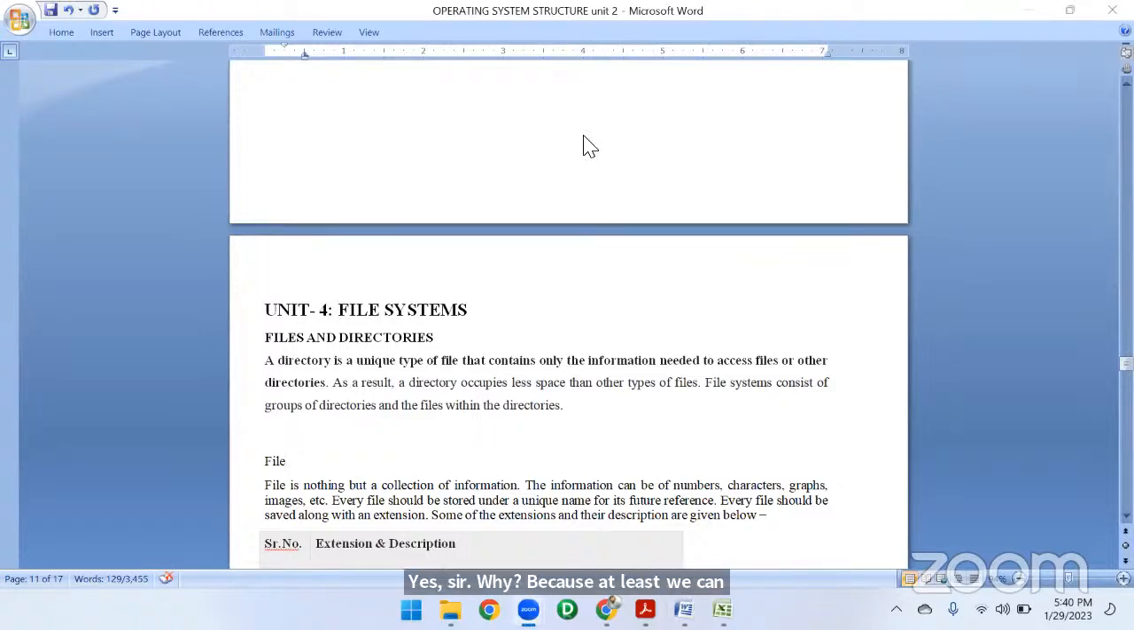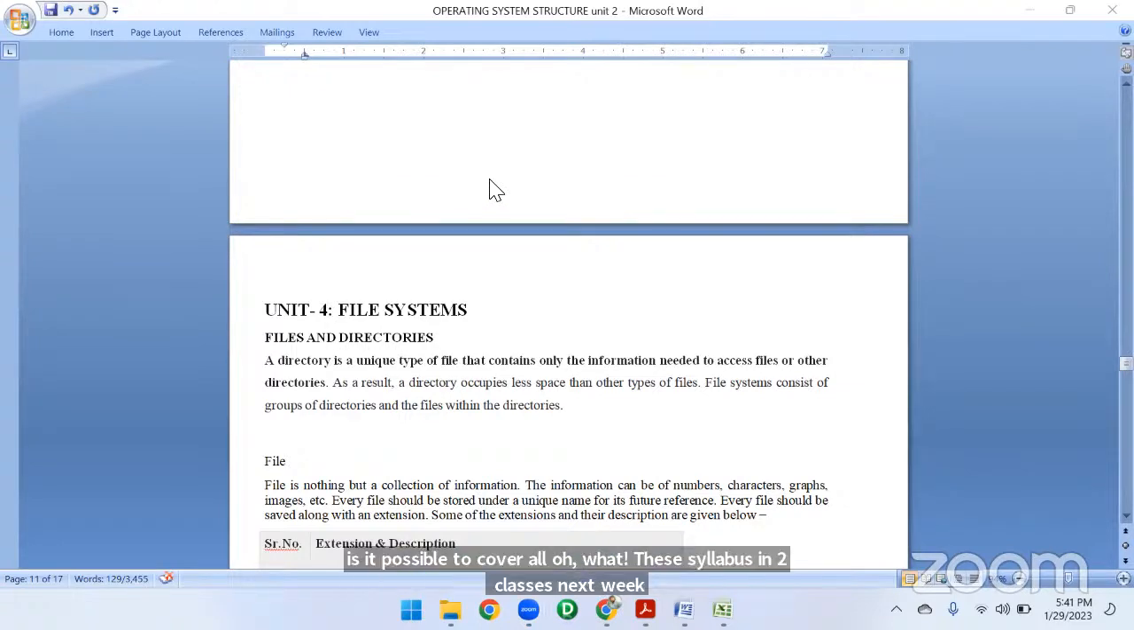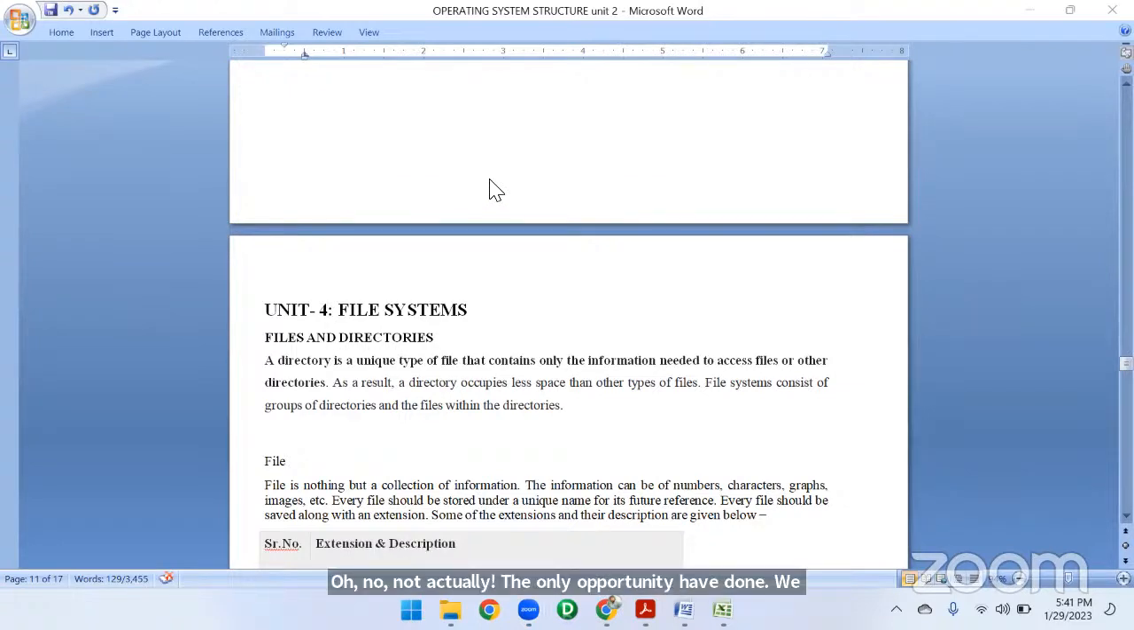Okay, I'll forward you my number. Until we get the group, you can use this number. Sir, is it possible to cover this syllabus in 2 classes next week? Oh, no, not actually. We have done only the first unit. We have completed only one block, and 3 more blocks are available.